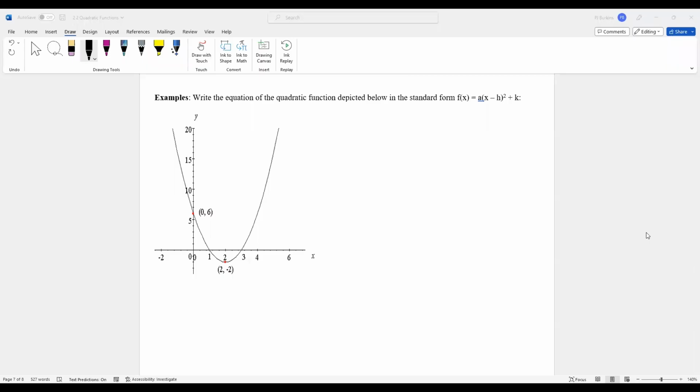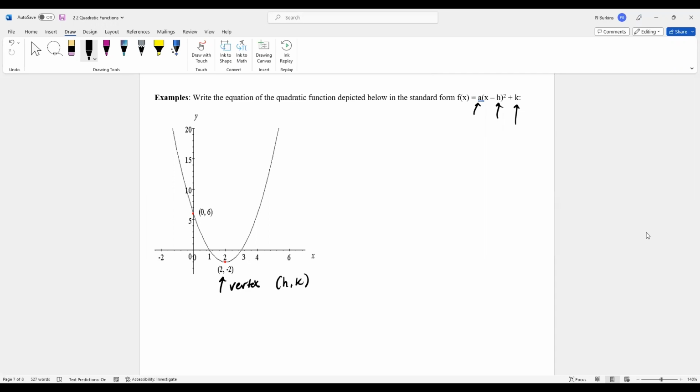In the following exercises, we're going to be asked to come up with the equation for the quadratic function in standard form given a graph. So off the graph, what information can we get? Well, it looks to be that this here is the vertex. And the vertex is the point h, k. That's two of the things that we need here, right? h and k. The other thing we need is this value of a.